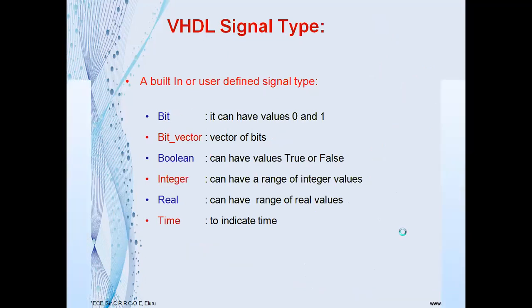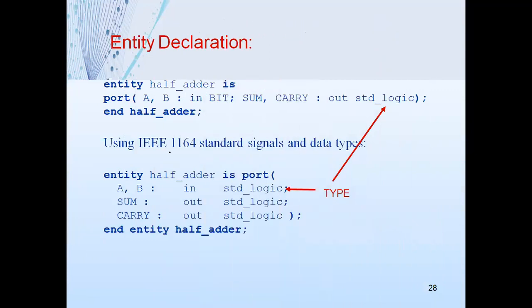Okay, and the next one, see the entity declaration here. Previously we have seen one entity declaration where we observed only the basic type of signal, which means that you will have only the bit. Okay, only the bit. But if you see using this IEEE 1164 standard signals.